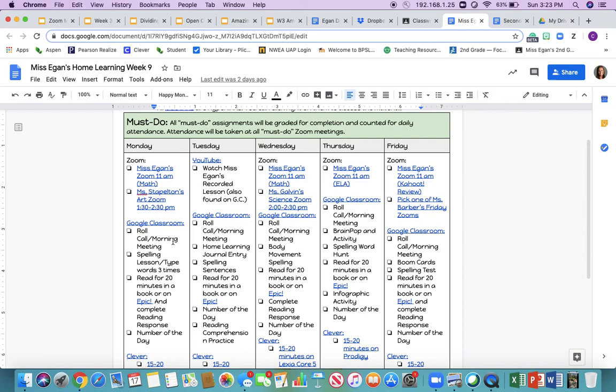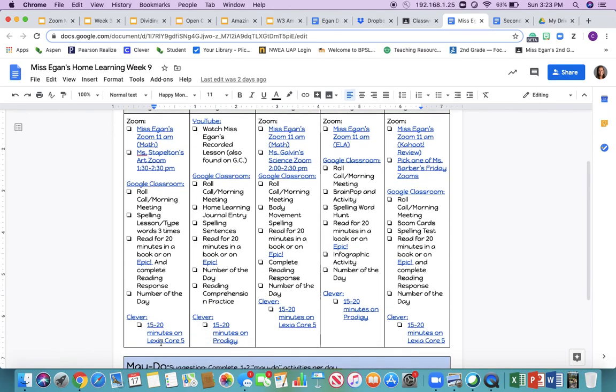Then you have the home learning journal entry. You have spelling sentences. There will be 12 sentences that you're expected to write in complete sentences, starting with a capital letter and a period. Then you need to read for 20 minutes in a book or on Epic. Then you have the number of the day and you have a reading comprehension practice.